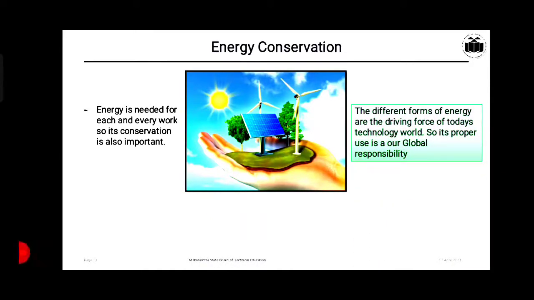The different forms of energy are the driving force of today's technology world, so its proper use is our global responsibility.